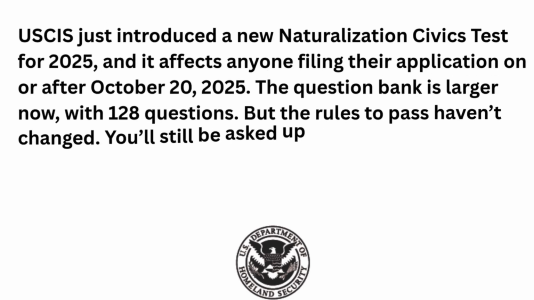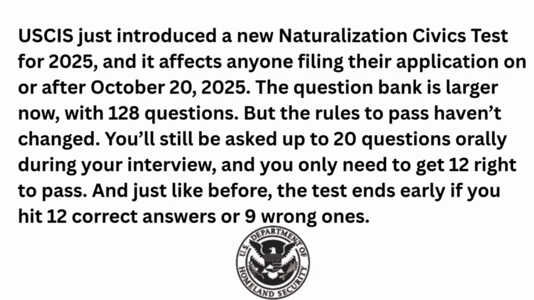USCIS just introduced a new naturalization civics test for 2025, and it affects anyone filing their application on or after October 20th, 2025. The question bank is larger now, with 128 questions. But the rules to pass haven't changed. You'll still be asked up to 20 questions orally during your interview, and you only need to get 12 right to pass. And just like before, the test ends early if you hit 12 correct answers or 9 wrong ones.